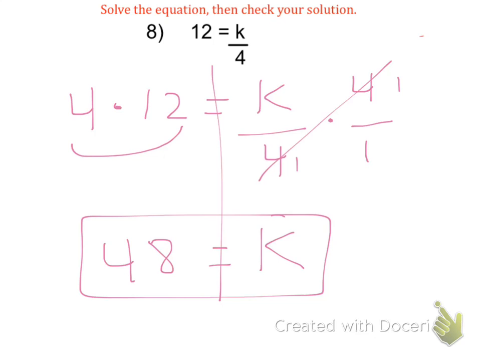Check our solution. K is 48. 48 divided by 4 equals 12, and that's my answer. So check, you did it.